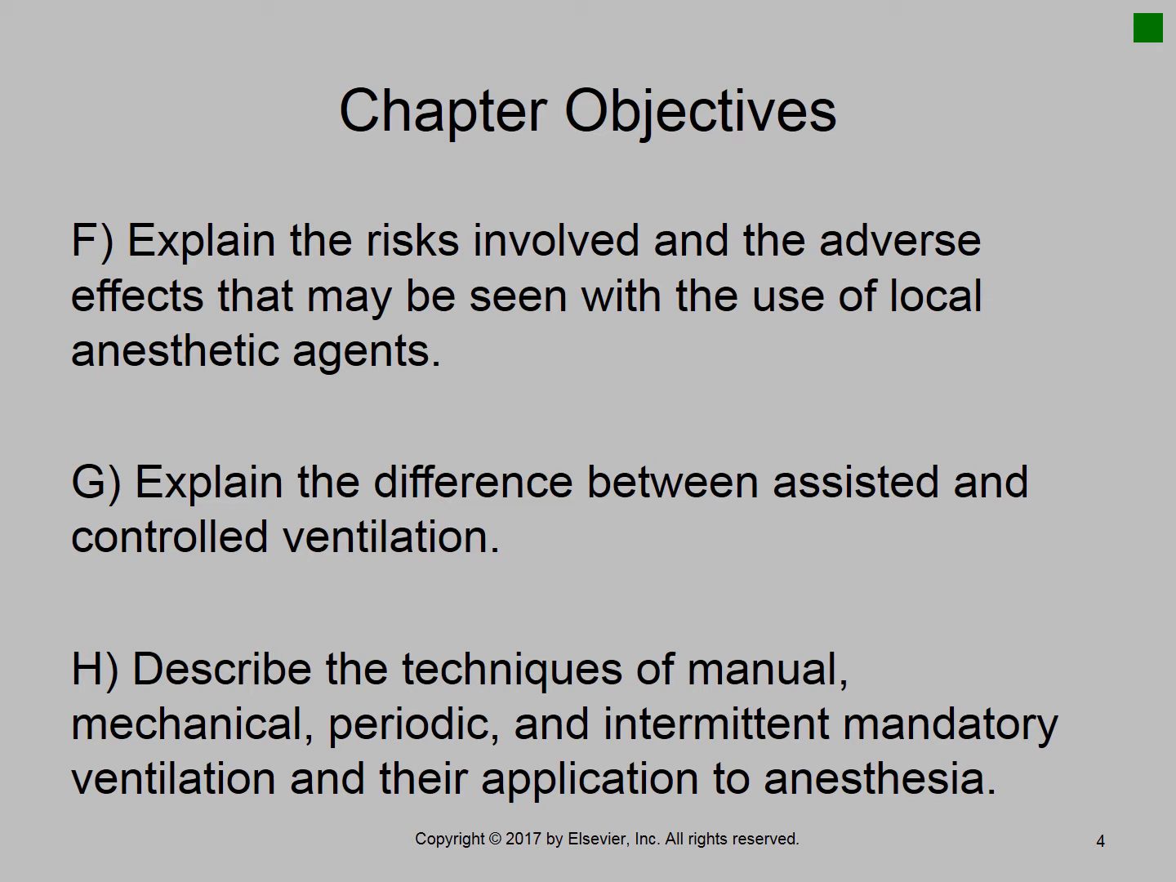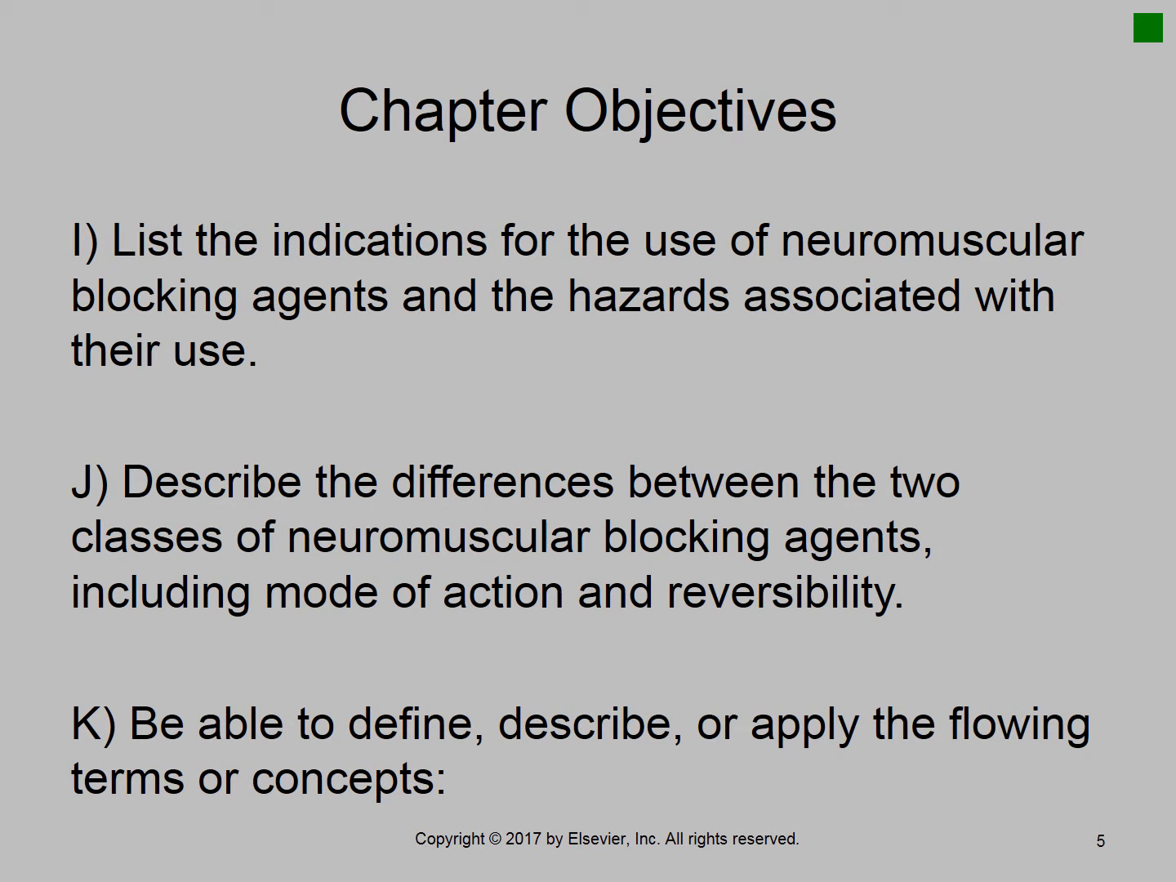G, explain the difference between assisted and controlled ventilation. H, describe the techniques of manual, mechanical, periodic and intermittent mandatory ventilation and their application to anesthesia. I, list the indications for the use of neuromuscular blocking agents and the hazards associated with their use. J, describe the difference between the two classes of neuromuscular blocking agents, including the mode of action and their reversibility.